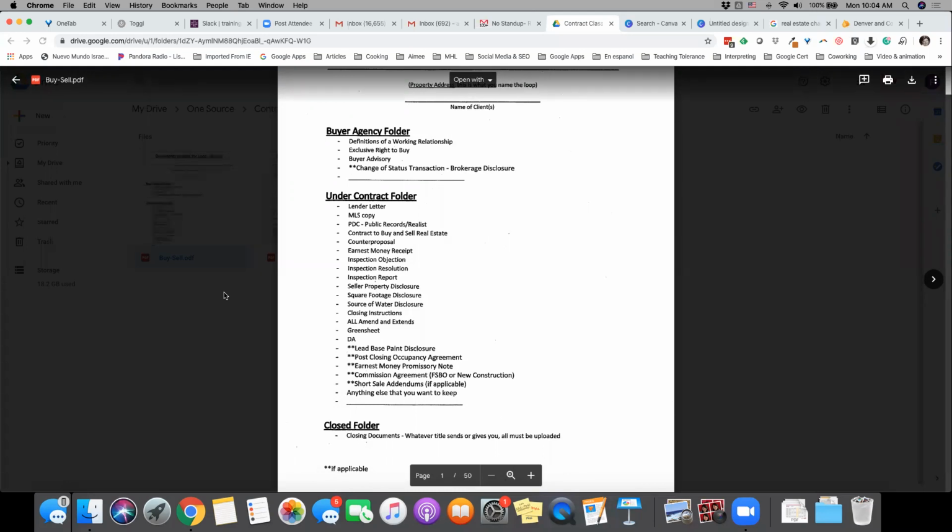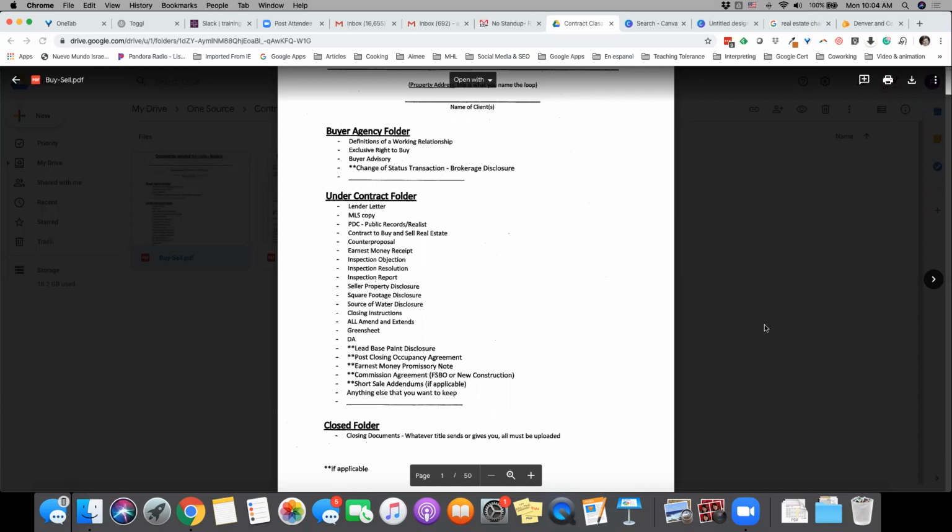So you'll need your definitions of working relationship, your exclusive right to list, which is your buyer agency agreement. And on that buyer agency agreement, I would encourage you to put your buyer's legal name. That way we have everything that you might need as the transaction goes forth. Again, the buyer advisory has to be done with their legal names along with the definitions. This way, when you go to do the contract, you've already got their names.